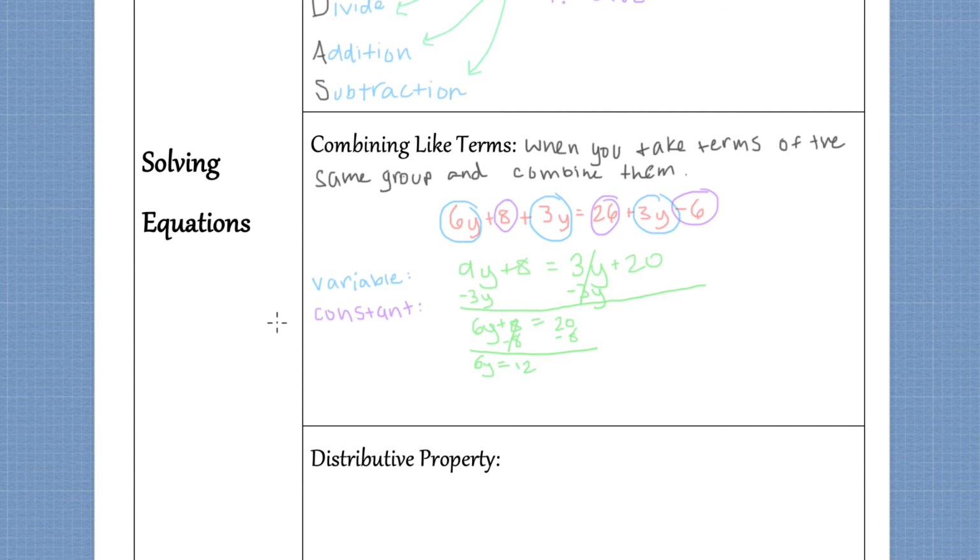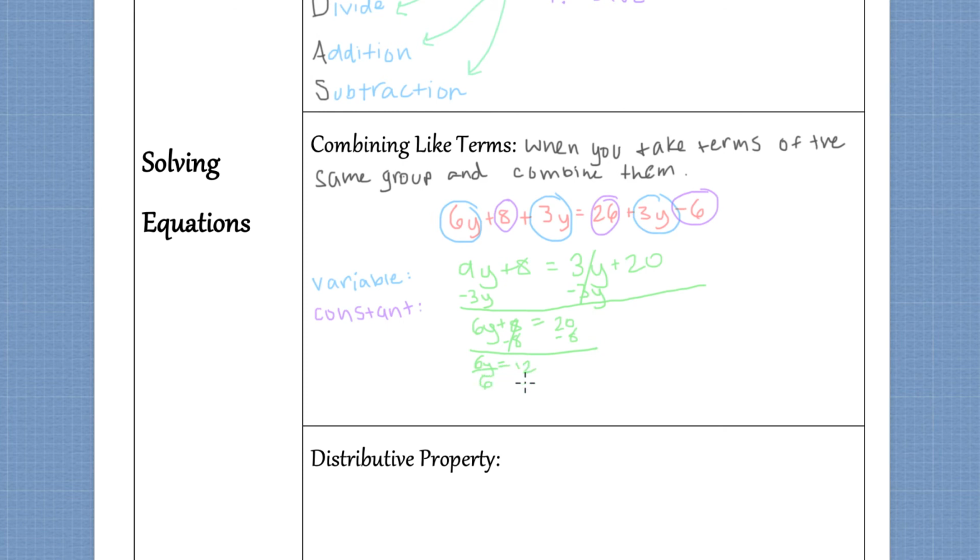Now that we've combined all like terms, we have this really simple looking equation right here, which is 6y is equal to 12. And so we want to get the y alone to be able to say that we solved it. And so to get this y alone, we're again going to use inverse operations. And so since this is 6 times y, and we just want to get the y alone, we're going to divide this side by 6.